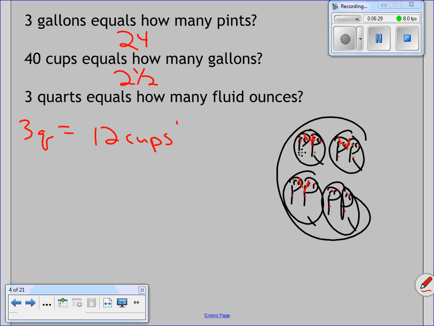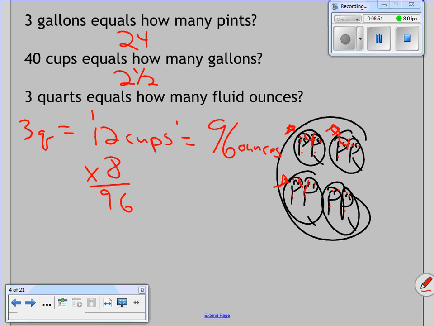Are you following along with me? So I started off with these 3 quarts. And then I counted all the cups in there. So I have 12 cups. If each cup is 8 ounces, that means I'm going to have to multiply this 12 by 8. It has 96 fluid ounces.